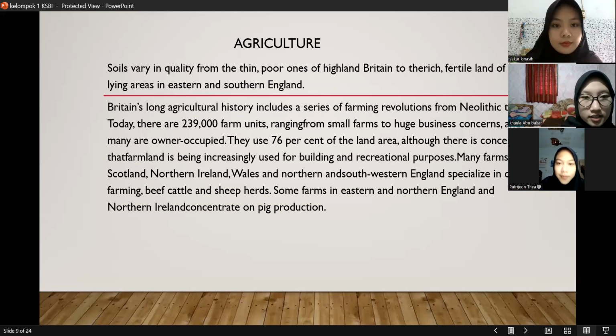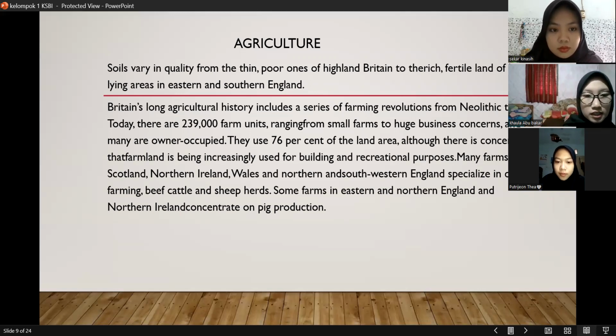So the next is agriculture. Soils vary in quality from the thin, poor ones of Highland Britain to the rich, fertile land of low-lying areas in eastern and southern England. Britain's long agricultural history includes a series of farming revolutions from medieval times.